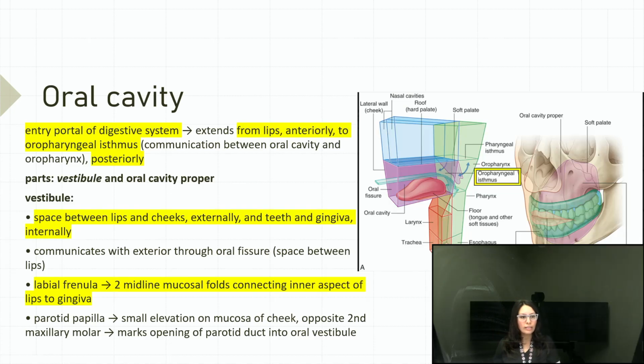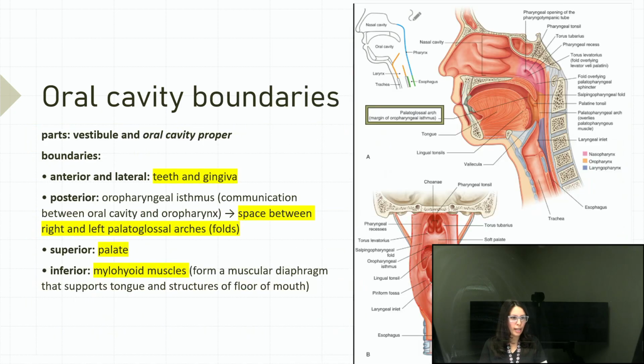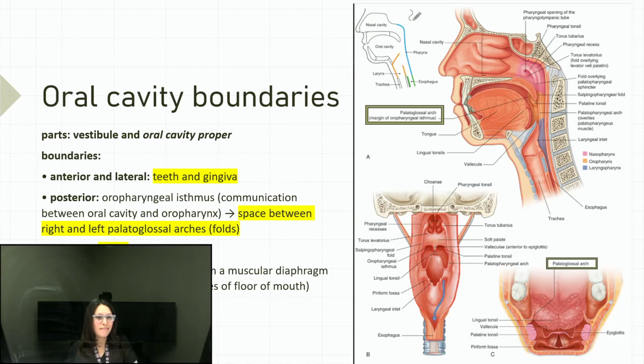So for the vestibule, you have to imagine, I'll show you in another picture, but in the vestibule, this is a space in between the lips and the cheeks externally, and the teeth and the gingiva more internally. I'm going to show you a picture now so that you can observe, and I'm going to move myself again to the other side. So you can see here the teeth more anteriorly, and the cheeks more laterally, right?